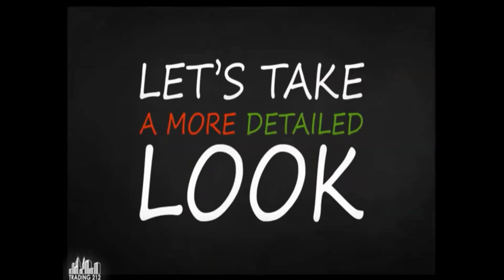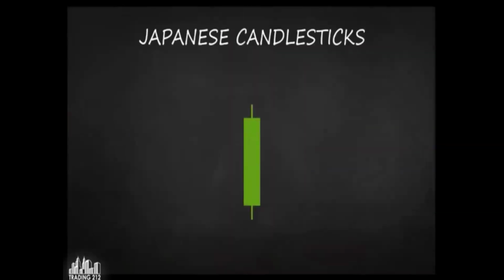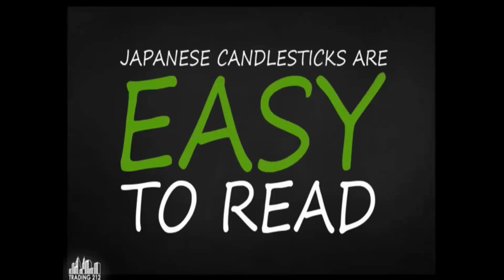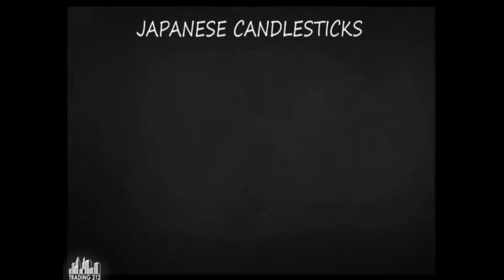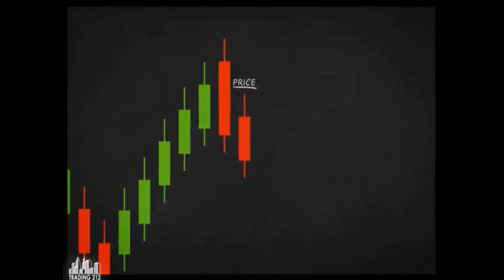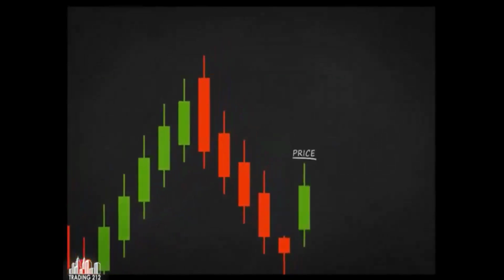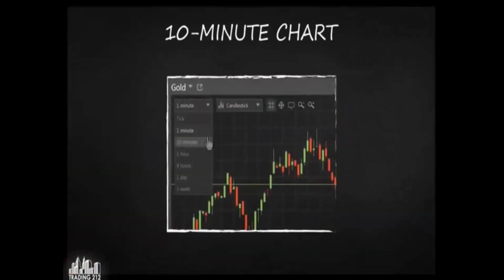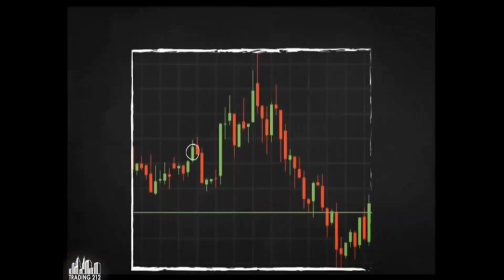Let's take a more detailed look. Every candle consists of a body and one or two tails called shadows sticking out of it. The body indicates the range between the open and close price for a specific time frame, and the shadows represent the highest and lowest price levels reached for the set interval. Japanese candlestick charts are easy to read. A red candle shows that the price is going down, and a green one represents an increasing price. If you're looking at a 10-minute chart, each candle represents a 10-minute time interval.